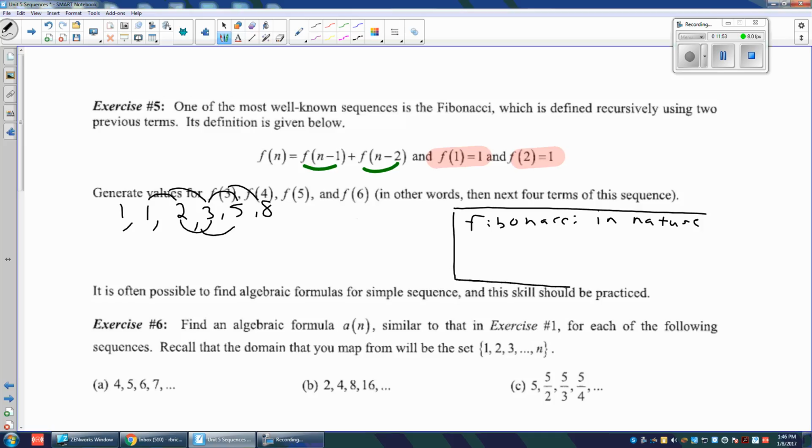And write down an example right here. And I will grade that.